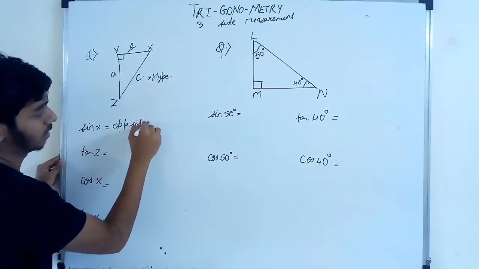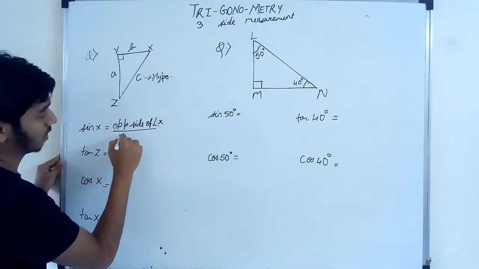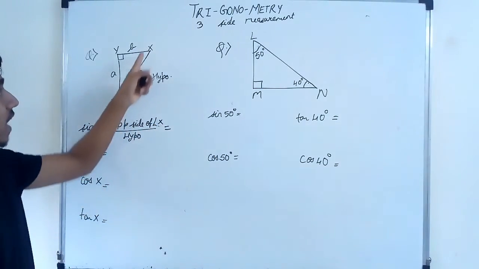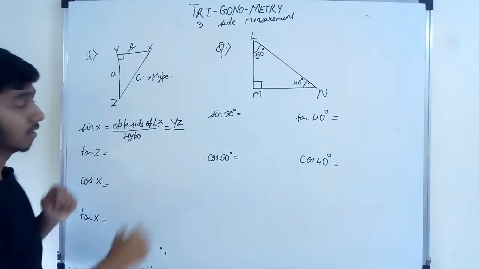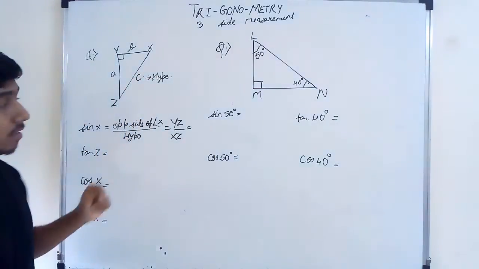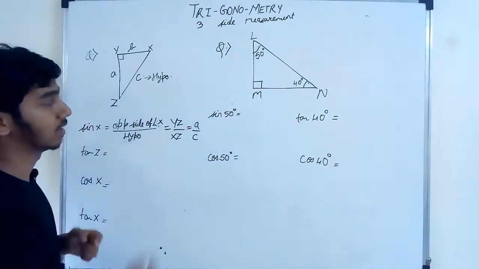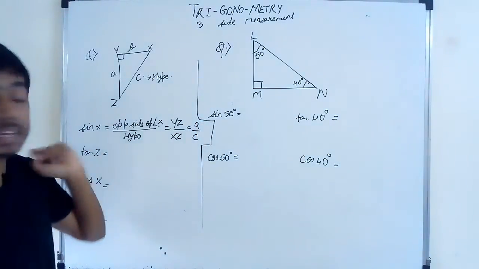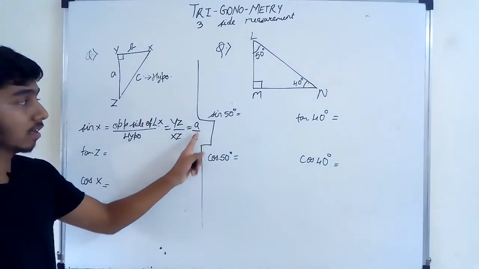Now you can write this like this also. Opposite side of angle x upon hypotenuse. Then opposite side of angle x is yz. So yz upon hypotenuse is xz. So this is xz. Now yz is what? A. So this will be A, and xz is C. So this can be written like this also. Okay. So this can also be written directly as A upon C. So without wasting time, we'll directly try to find this A upon C.